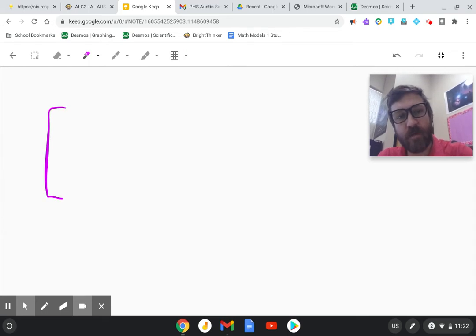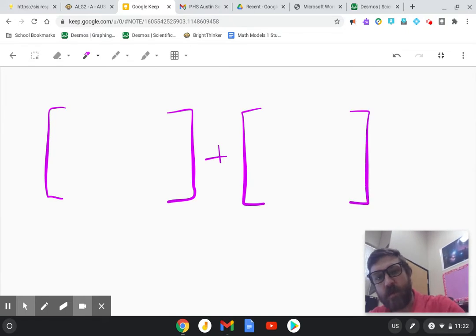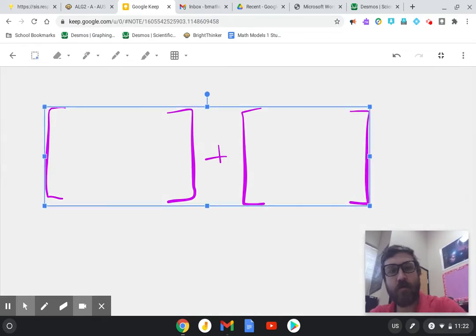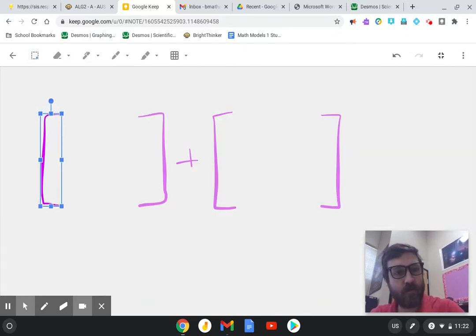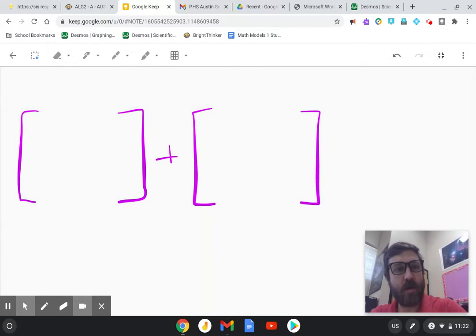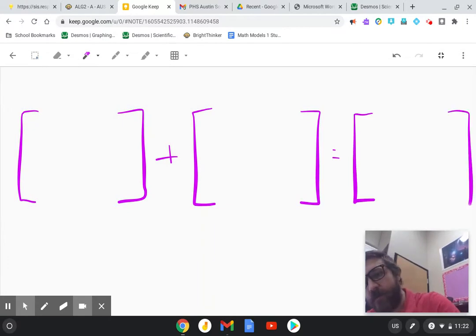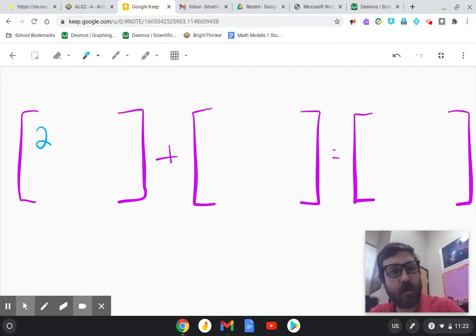Just as a really basic way to show how we do this. Probably made these a little too big. Let me move this over. Actually, it's a little smaller. Okay, so I'm going to add a couple of 2 by 3 matrices. And let me just say, we're going to write our answer over here. So we're going to make these both 2 by 3 matrices. I'm just going to make this up real quick.